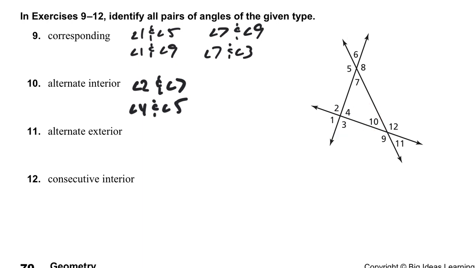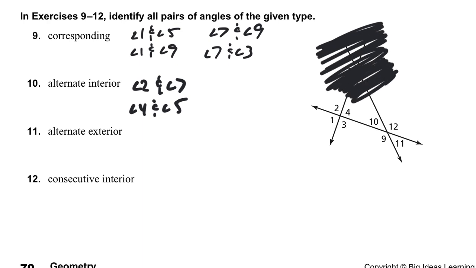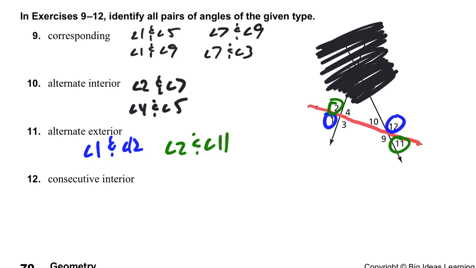Then we get to alternate exterior. Again, we might want to cross off one of these sections. So let's say I cross off this top section here. Let's just focus on, we have two lines cut by a transversal. My transversal is this red line here. My alternate exterior angles would be like angles 1 and 12. So angle 1 and angle 12 are alternate exterior. And then we have angles 2 and 11. So angle 2 and angle 11.